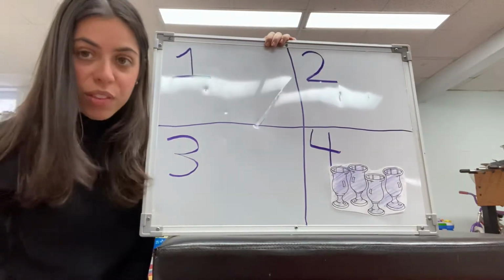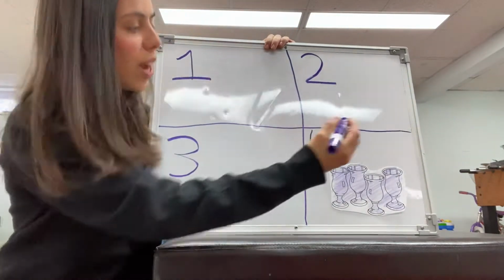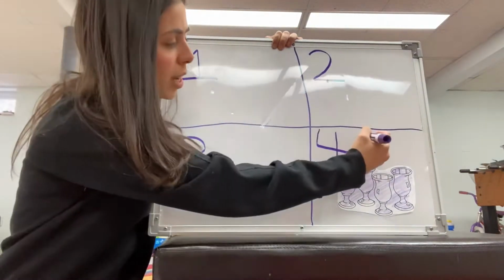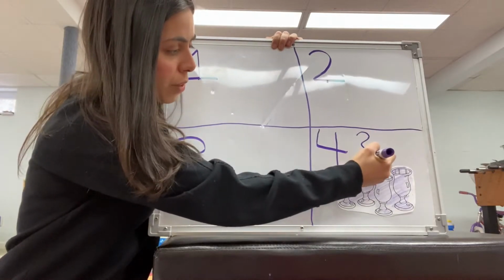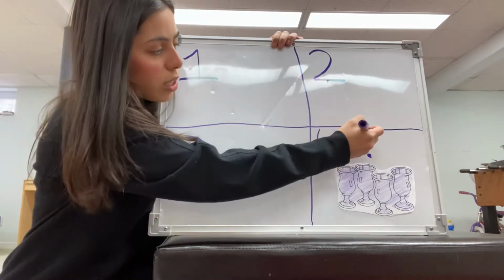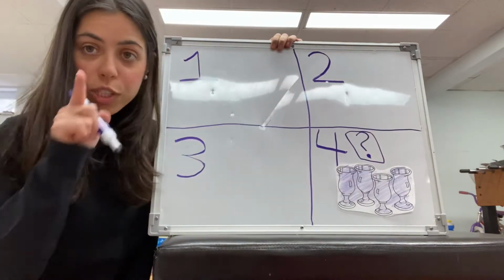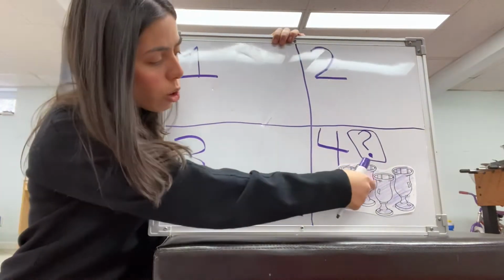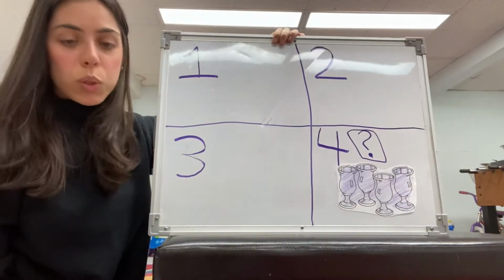We also, if you were thinking of 4 questions, you're right. There's also 4 questions. So I'll make a little question mark here. Whenever you see a question mark, that means a question. So we also have 4 questions. You're right. If you were thinking of 4 questions, you're right. But we also have 4 cups of grape juice or wine.